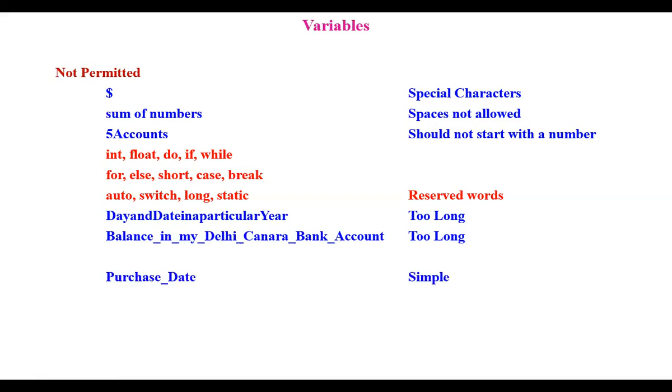Okay, next. Very simple: purchase date. Excellent. You can just have an underscore and have a very simple purchase date. It indicates your purchase date value. So our account balance: you see, instead of having this long one, I just had account balance. So the naming should be simple like this.